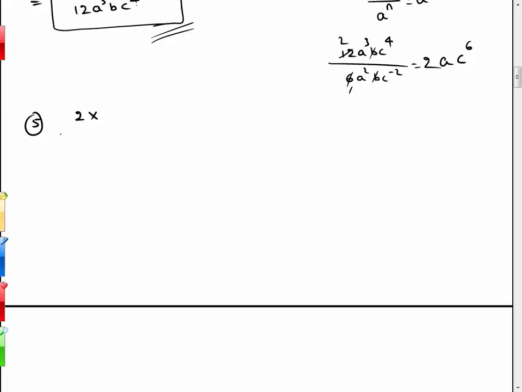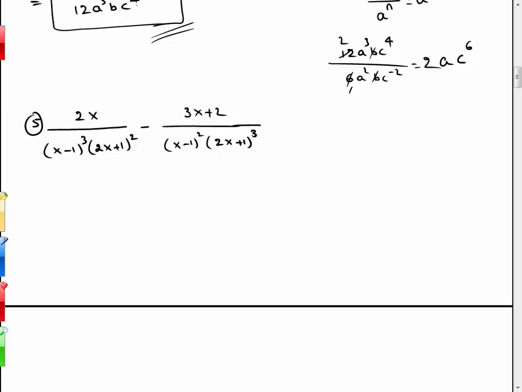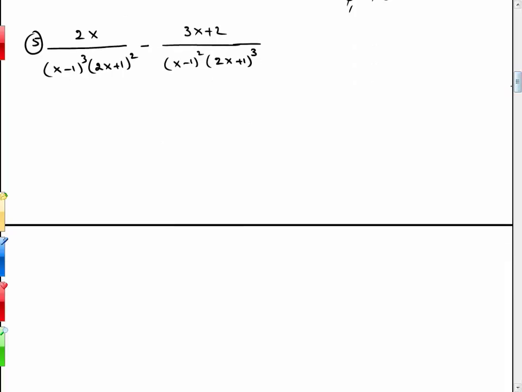This is going to be 2x over the quantity (x minus 1) cubed times (2x plus 1) squared, minus the quantity (3x plus 2) all over (x minus 1) squared times (2x plus 1) cubed. Right? That looks pretty complicated. It's actually not complicated at all as long as you follow this method in its exact same way.